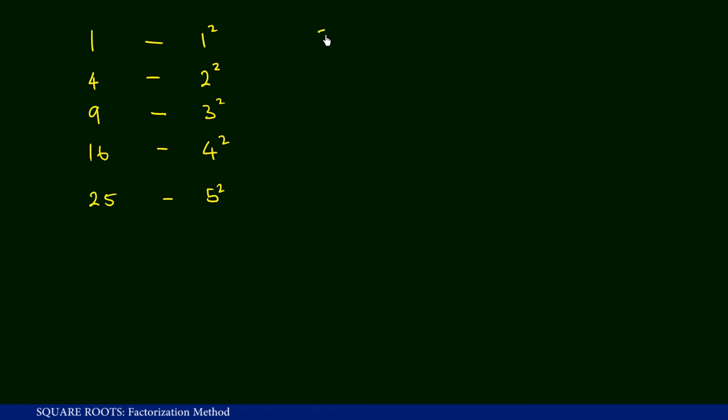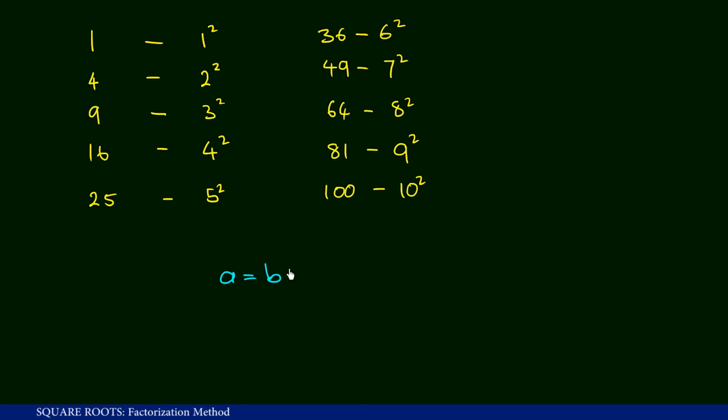Next would be 36. 36 is 6 squared. 49, which is 7 squared. 64, which is 8 squared. 81, which is 9 squared. And finally, 100, which is 10 squared. We generally understand that if A is equal to B squared, then the square root of A would be equal to B.